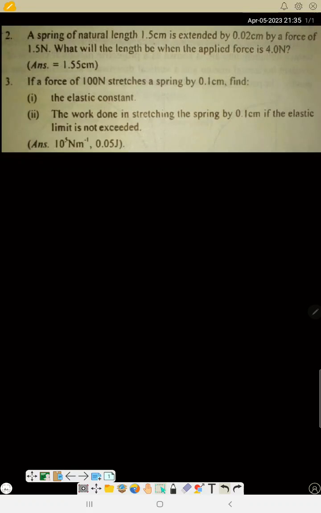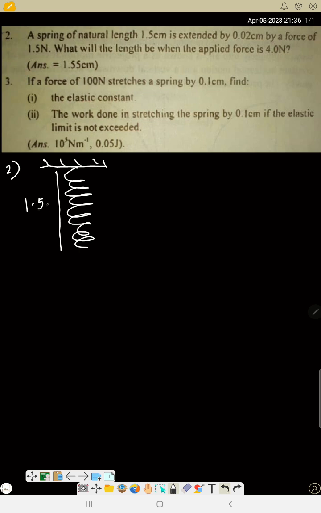So for number two, a spring of natural length 1.5 centimeter. So we have a spring of natural length. So let's say this is the spring. So the length of this spring is 1.5 centimeter. Is extended by 0.02 centimeter by a force of 1.5 Newton.